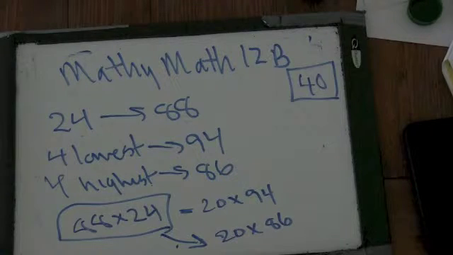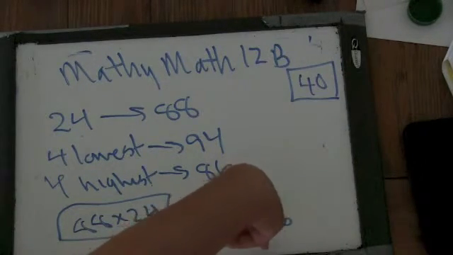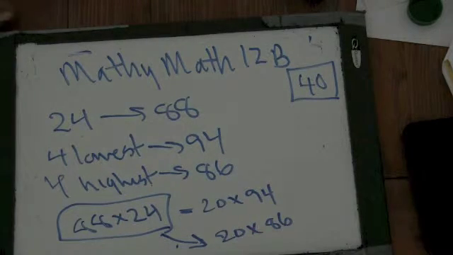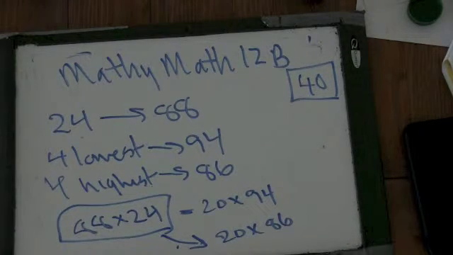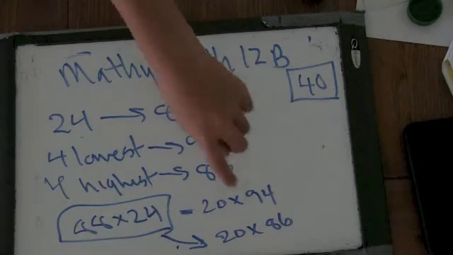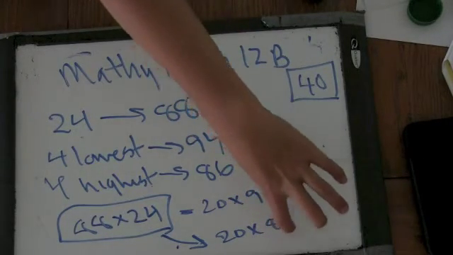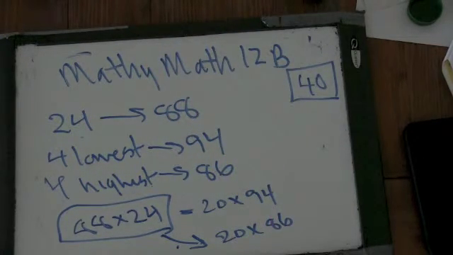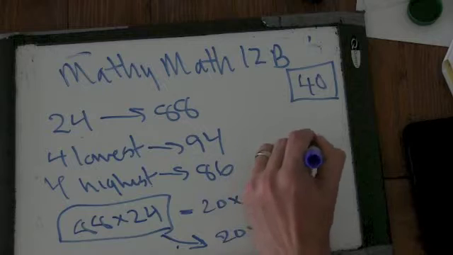Well, wouldn't it be 20 times 8? Why? Because the 94 and 86 are 8 apart. Okay. So the 88 times 24 completely goes away, right? So I'm left with 20 times 8.